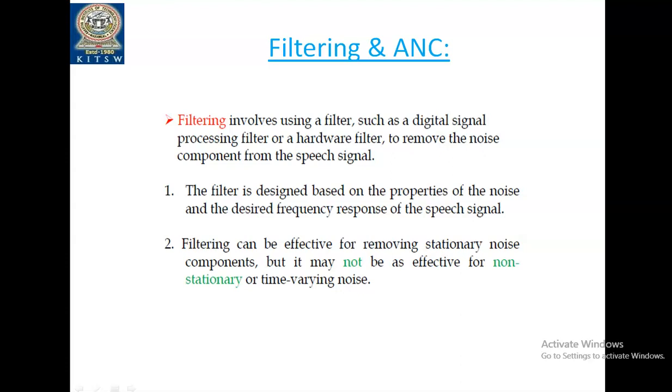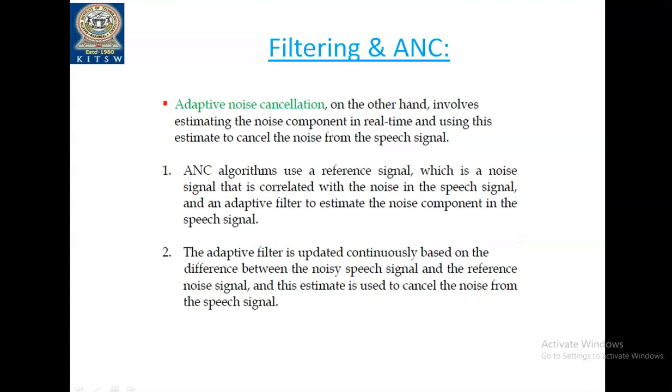Now, adaptive noise cancellation. On the other hand, it involves estimating the noise components in real time and using this estimate to cancel the noise from the speech signal. That is the motto. ANC algorithms use a reference signal, which is a noise signal correlated with the noise in the speech signal, and an adaptive filter to estimate the noise component of the speech signal. This is one way we eliminate the noise components of the speech.